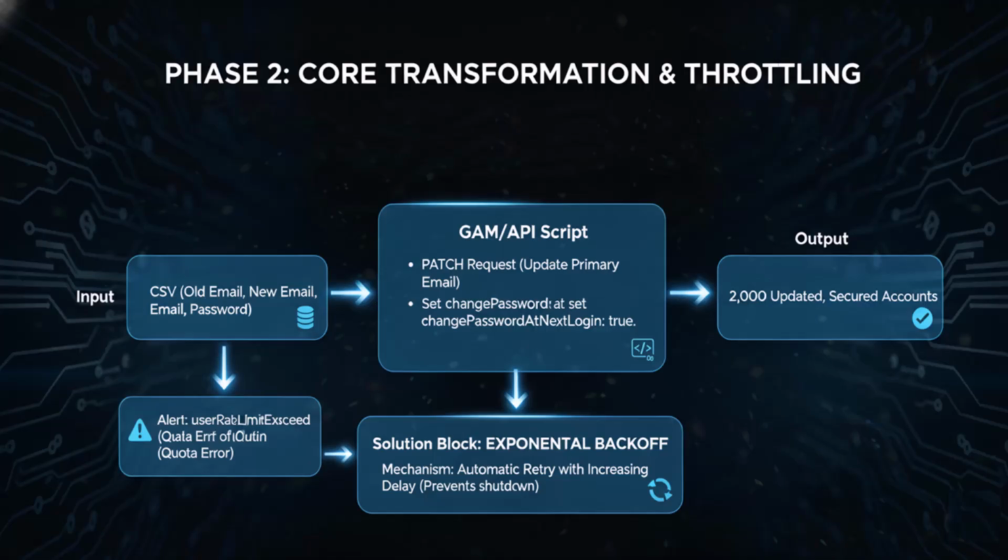This is an automated mechanism integrated into the script's error handling. When the script fails, it doesn't just stop. It automatically retries the failed request with an increasing delay, starting at, say, 1 second, then 2, then 4, and so on. This prevents us from hammering the API, keeps us compliant with Google's rules, and most importantly, ensures that all 2,000 users are processed eventually, meeting our aggressive 24-hour deadline.